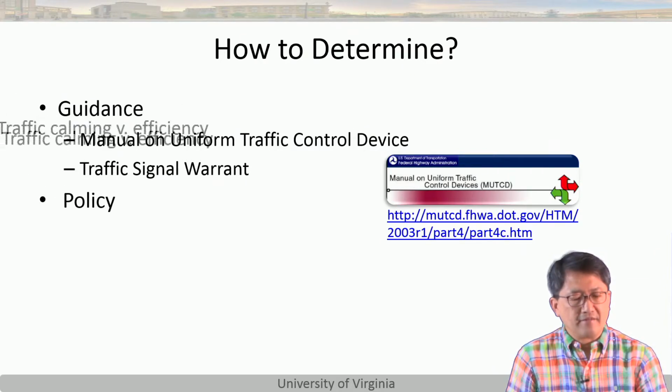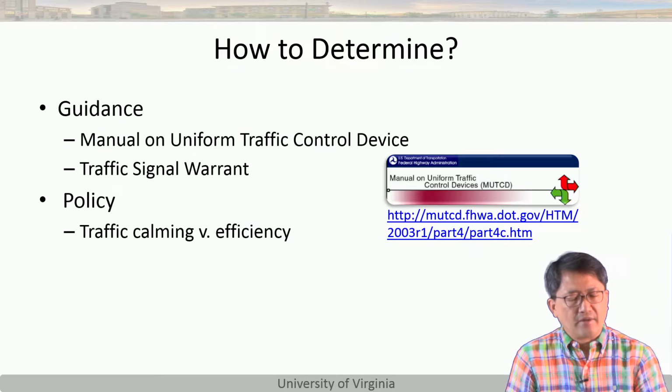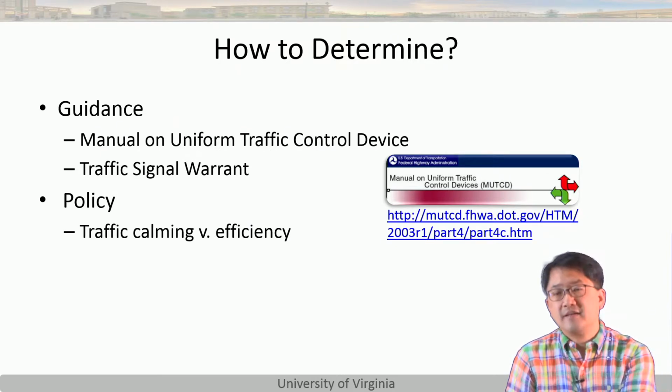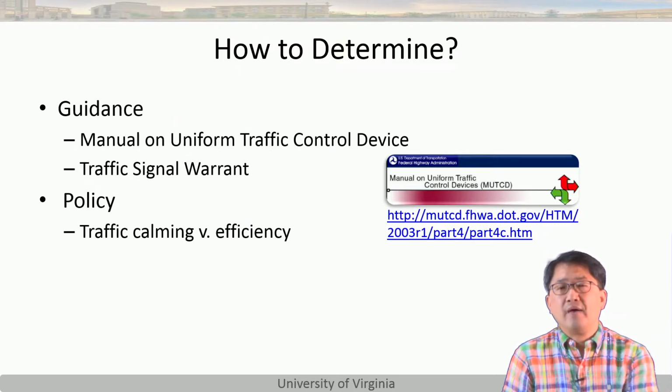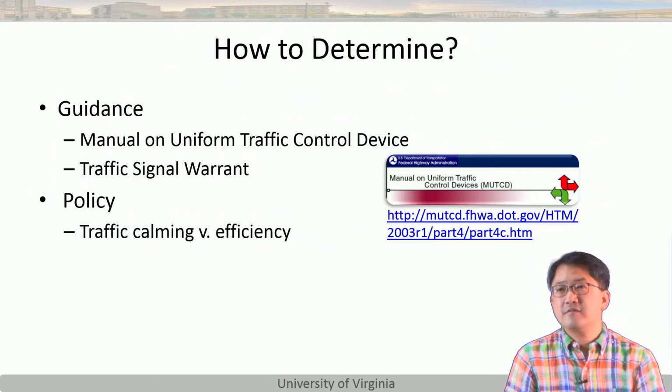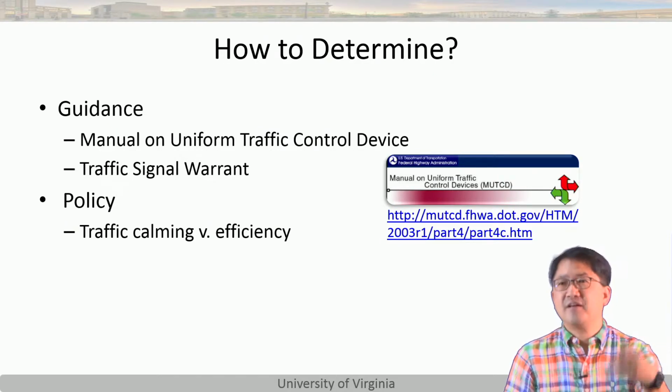And some of the policy questions are traffic calming versus efficiency. If you actually have really bad coordination between the intersections, some people think that that's achieving traffic calming. So everybody stops at every intersection.